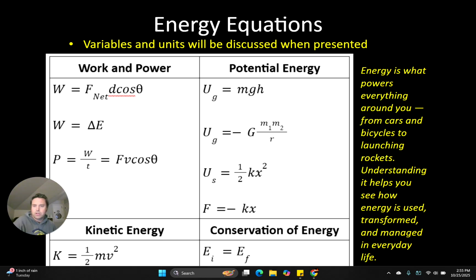W equals delta E. We'll talk about that again, another cosine theta down here. We're going to gloss over those and just do straight pushes. Kinetic energy we'll talk about. Now potential energy, there are two equations. The one of them we'll talk about. Let's just get into it. But these are the equations.